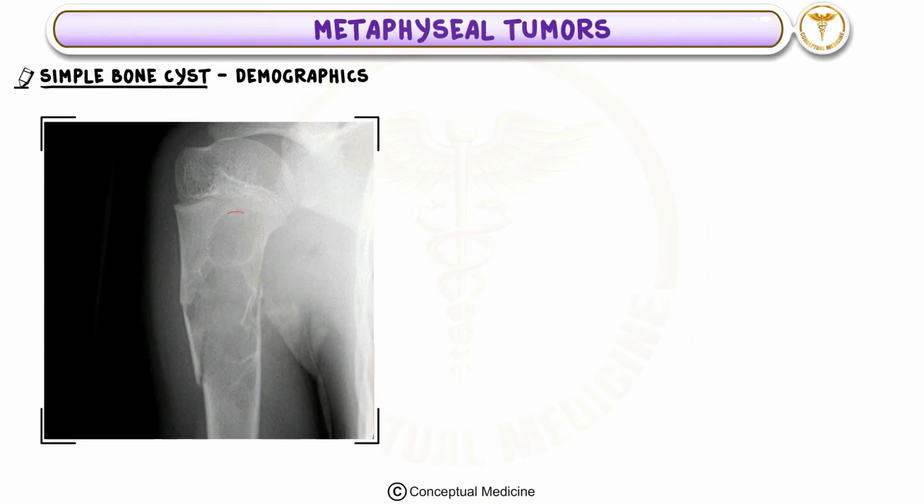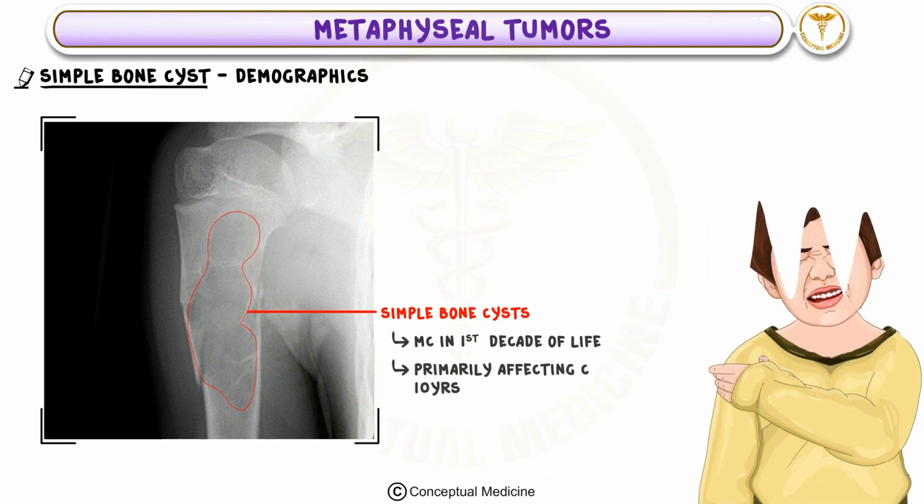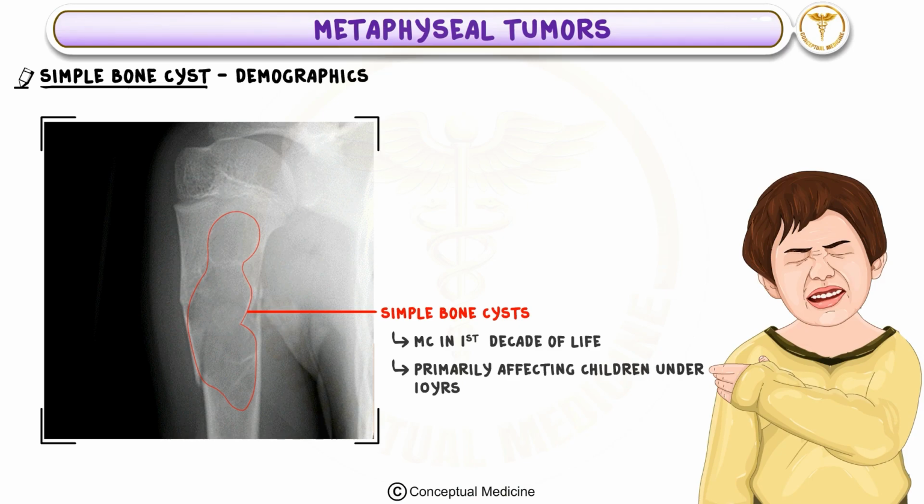Demographics. Simple bone cysts are most common in the first decade of life, primarily affecting children under the age of 10. It's a condition you should consider whenever a young patient presents with bone pain or a fracture at this site.